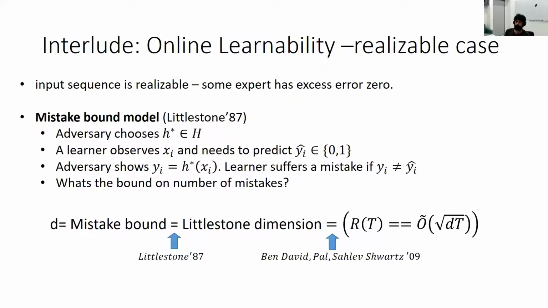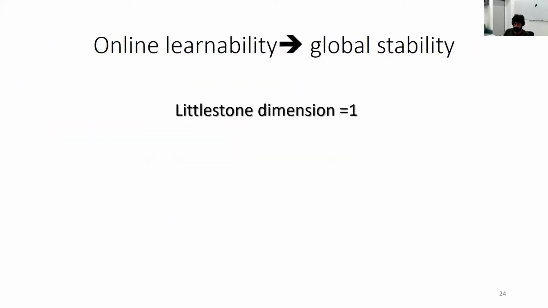And the learner is required to achieve constant regret, which means that the number of mistakes he makes must be bounded. And in terms of online learning, it turns out that the mistake bound of a class also characterizes the rate of regret. This is a result by Ben-David, Pál, and Shalev-Shwartz that showed that the optimal rate of regret is given by square root of d t log t, where d is the mistake bound of the class we are learning. So every online learnable class has a finite mistake bound, which, by the way, is also the Littlestone dimension of the class.